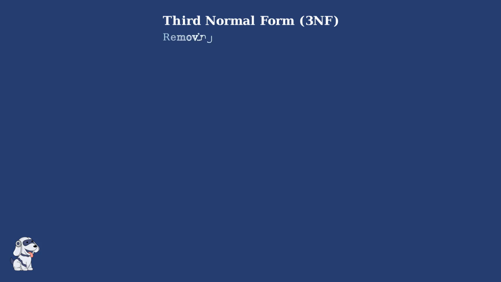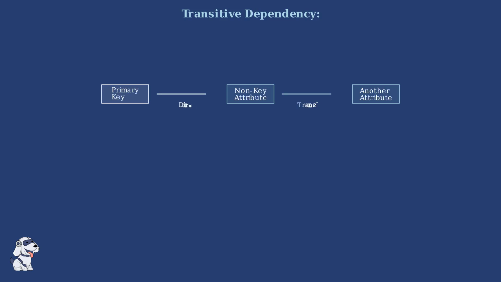Third normal form takes database normalization one step further by eliminating transitive dependencies. A transitive dependency occurs when a non-key attribute depends on another non-key attribute rather than directly on the primary key. In a transitive dependency, we have a chain where the primary key determines one attribute, which in turn determines another attribute. This creates an indirect relationship that violates third normal form.